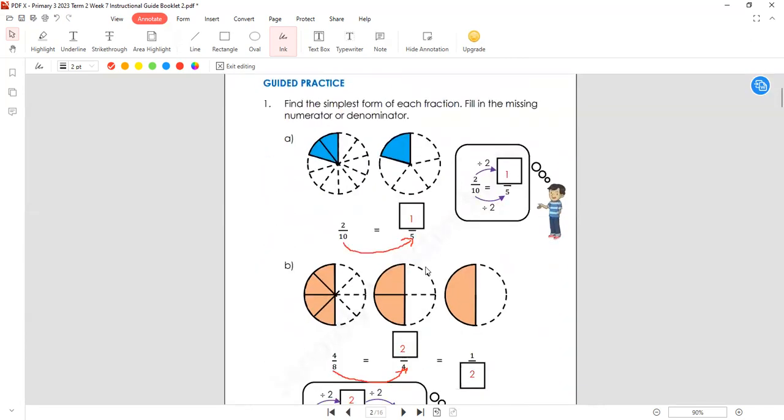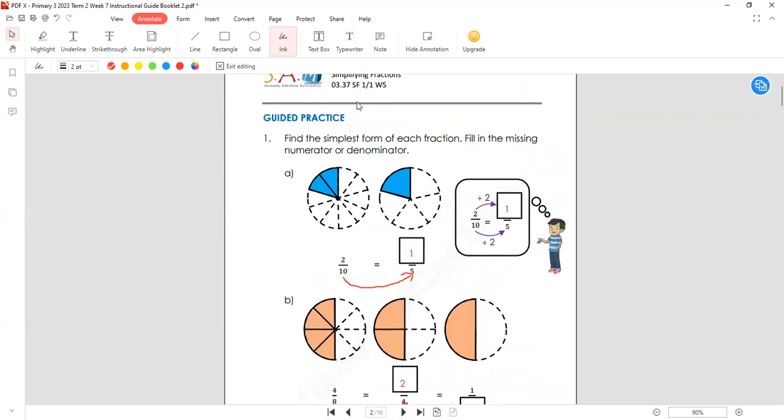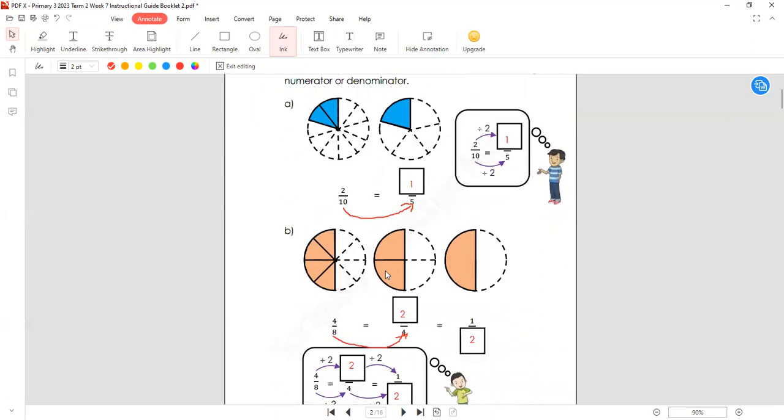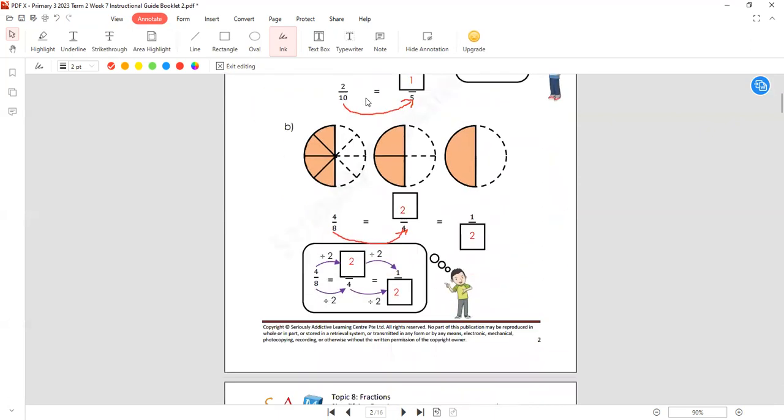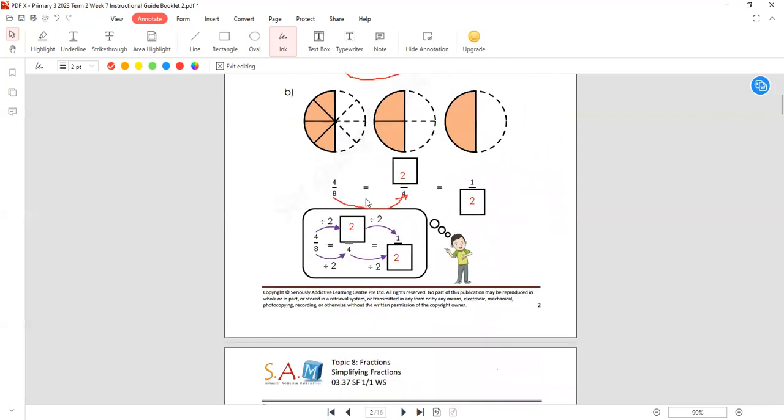Get them to do the guided practice here. You can actually forget about looking at figures. Ask them to try dividing. So for this question here, you have 8 becomes 4. So ask them, 8 divided by which number will give you 4? 8 divided by 2 will give you 4. So 4 divided by 2 will give you 2.